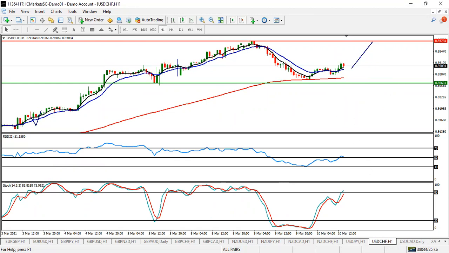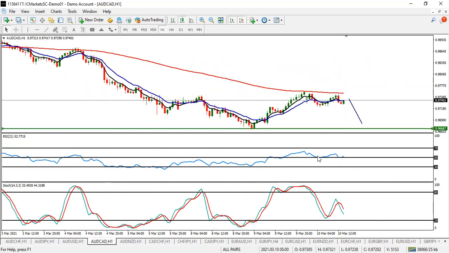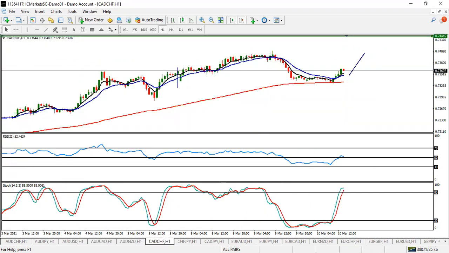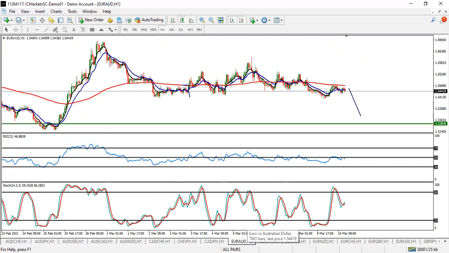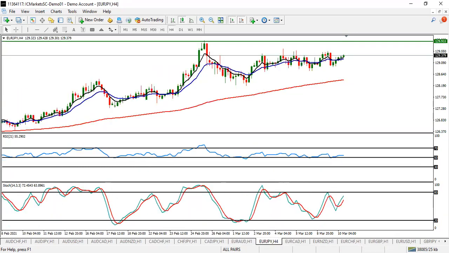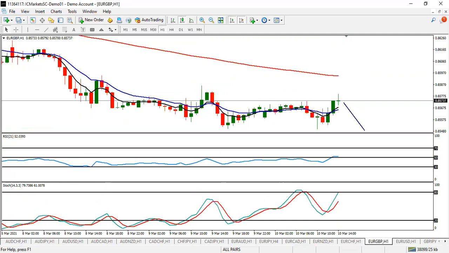So guys, that's all I have for you today. But just a quick recap on what you've just analyzed. AUD USD, look for a sell. AUD card, look for a sell. Card Swiss franc, look for a buy. Card JPY, look for a buy. Euro AUD, look for a sell. Euro card, look for a sell. Euro GBP, look for a sell.